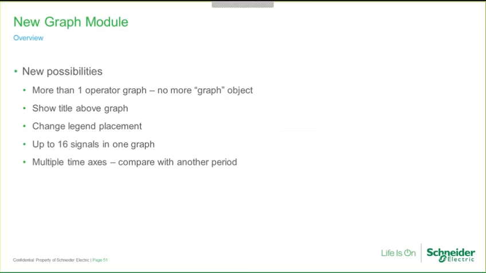It's now possible to show a title above the graph, so that if you produce trends for documentation, then the title can describe what you're actually seeing. The legends can be placed left, right, bottom, rather than just on top. And you can have up to 16 signals in one trend. And finally, the party pieces: you can have multiple time axes, so you can actually very easily compare a signal with another period. I'll show that in a few minutes.